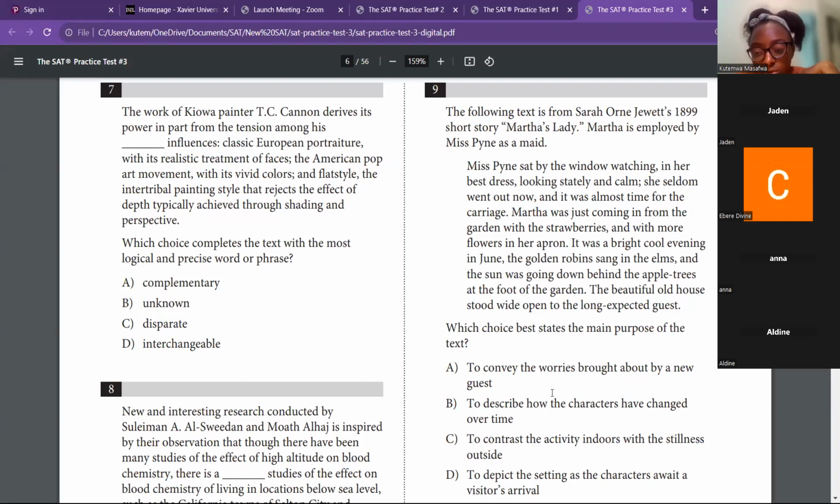Options: A, to convey the worries brought about by a new guest. B, to describe how the characters have changed over time. C, to contrast the activity indoors with the stillness outside. D, to depict the setting as the characters await a visitor's arrival.